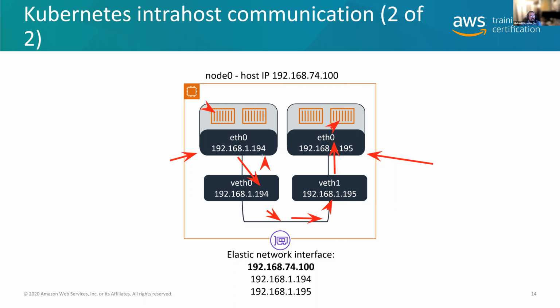Note that 194 and 195 are advertised on the actual interface for the host, but that's for somebody coming from the outside in. Otherwise, for our purposes, since we're still staying on the same host, that traffic does not need to talk to the network interface for the host. It can literally just stay right there. So we're still intra-host. We haven't left the host yet.